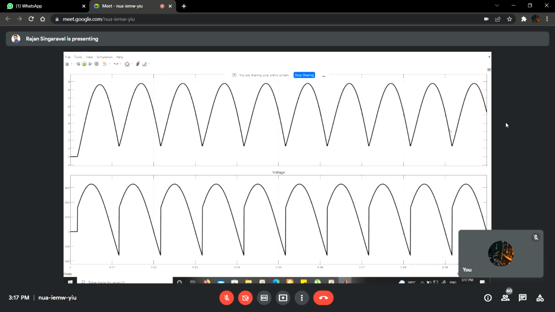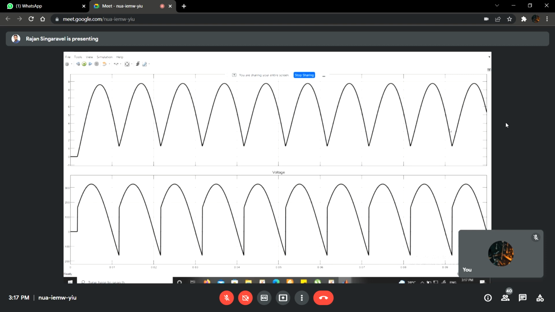For the condition where alpha is lesser than the load angle, the current and voltage are displayed on your screen right now. In this condition, the current will never touch the x-axis, and it will always stay positive. It will be oscillating, but it will never touch zero. But if you see the voltage, the load is experiencing the negative voltage also.